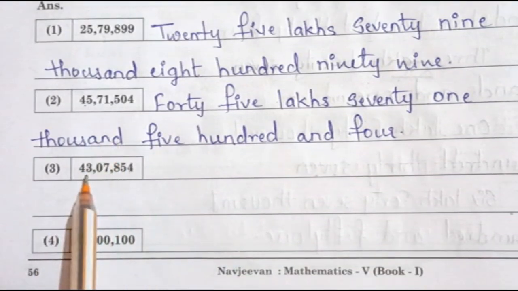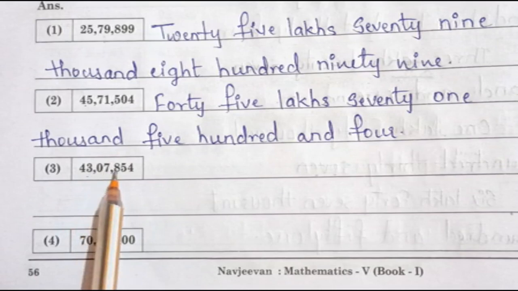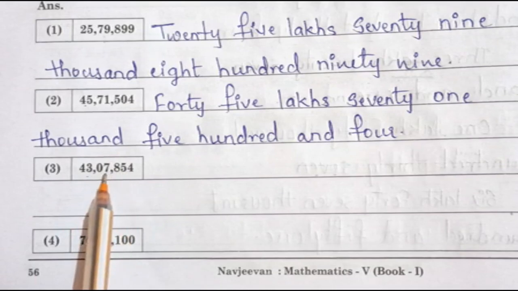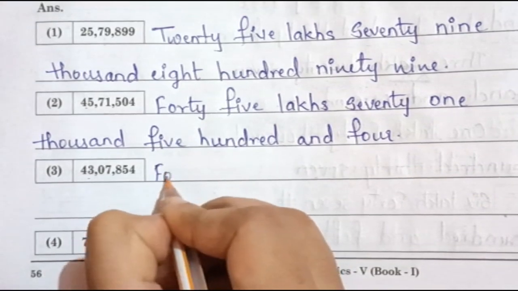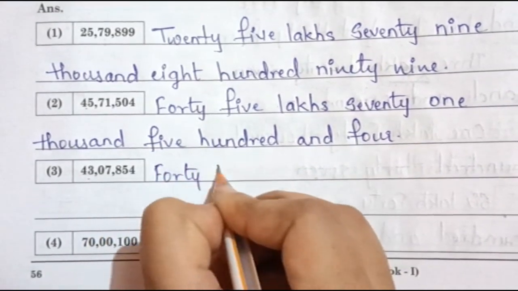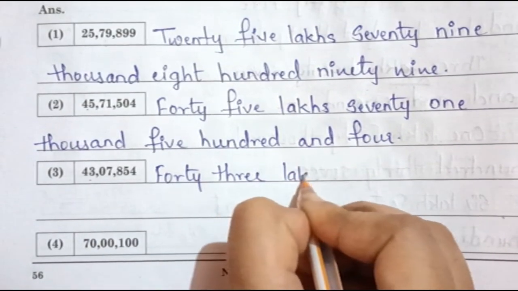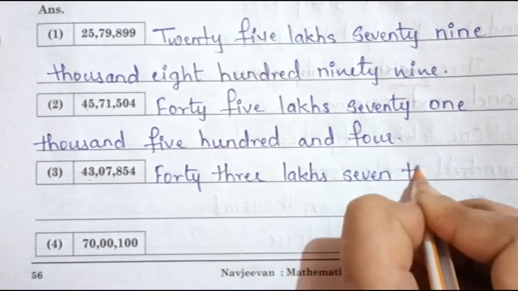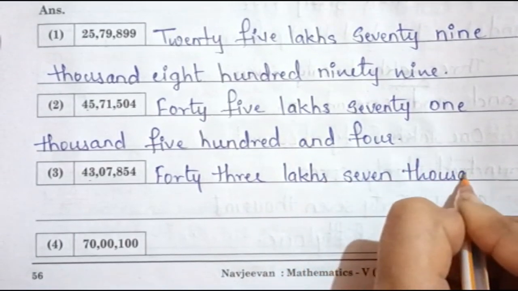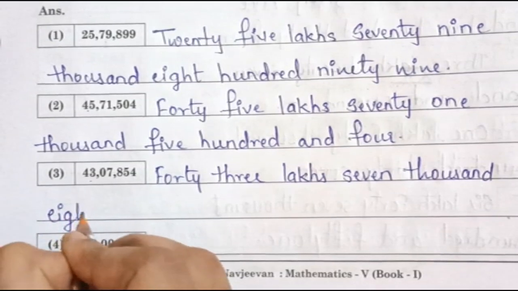Then the third one. It is 43 lakhs 7,854. Only 7,000, because the 10,000 place is 0. So we will write 43 lakhs 7,854.